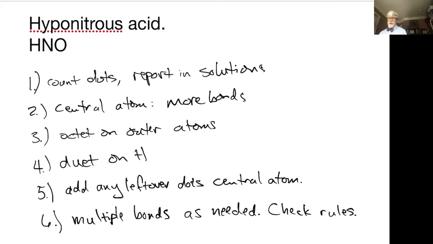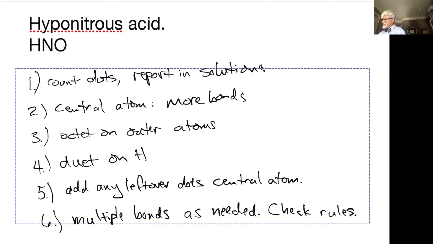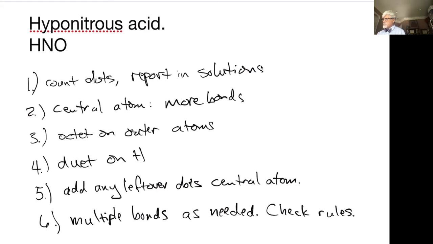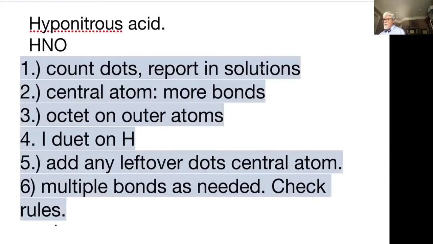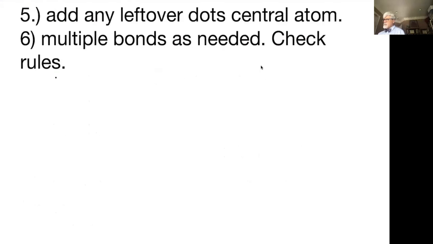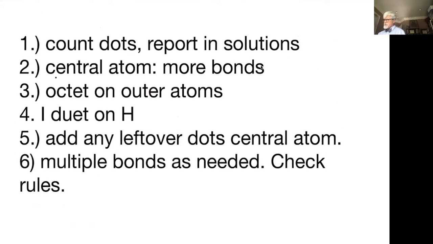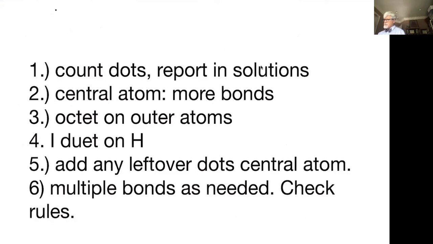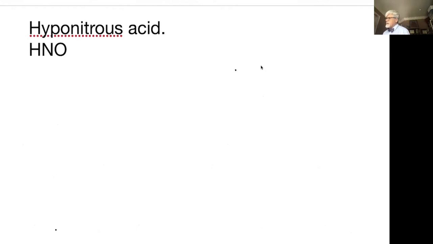Six rules. The hardest of those is the last one. That multiple bond thing always feels a little weird the first couple of times we apply it, and then it starts to make sense. All right. So those are our rules. Now I can certainly send you those. Whoops. My rules didn't come across perfectly. Okay. But now let's apply those rules.